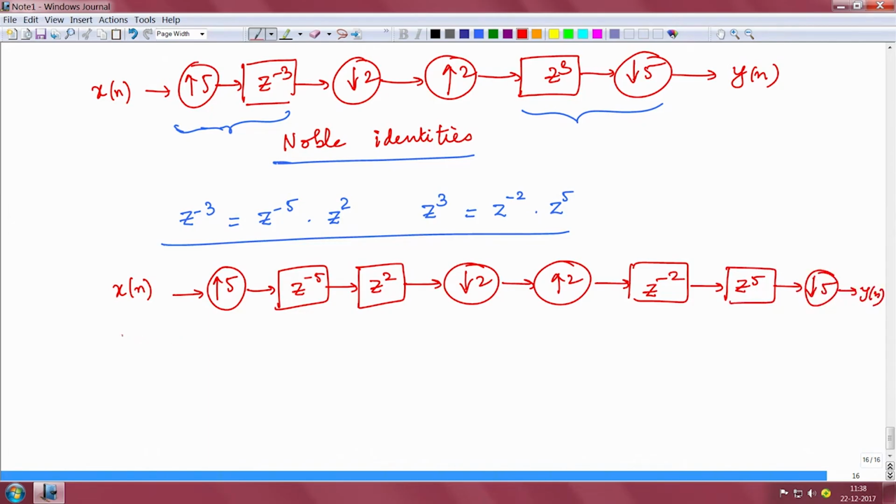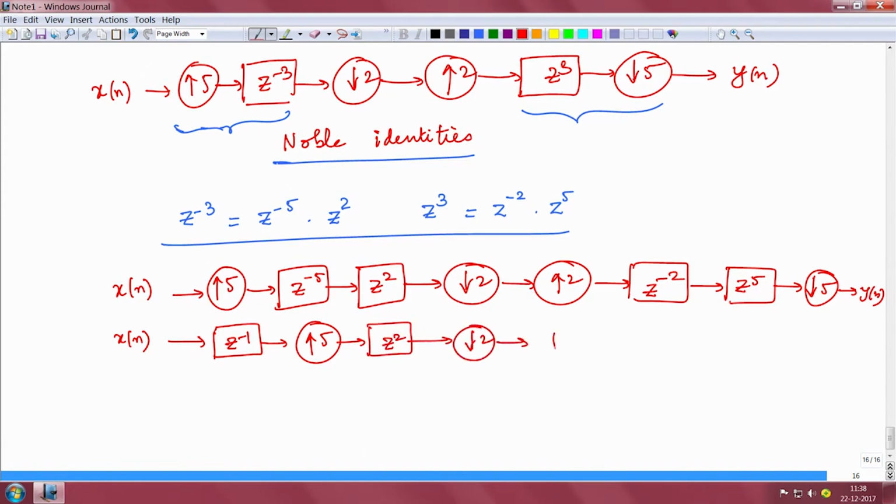So this simplifies, using the Noble identities, we get z power minus 1 and we have a factor of 5 here, and we have z square, we have a factor of 2, we have an upsampler by a factor of 2, and we have z power minus 2, and we push this downsampler inside and we have z.